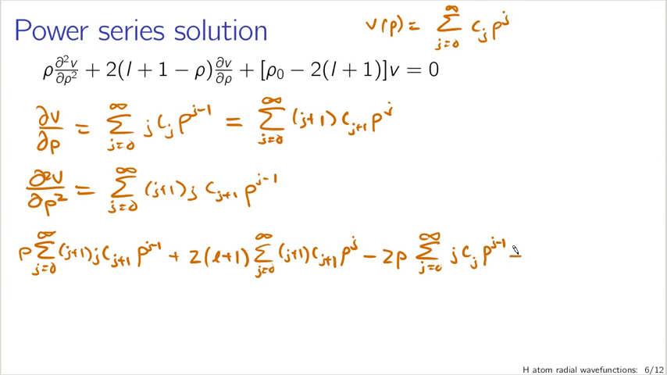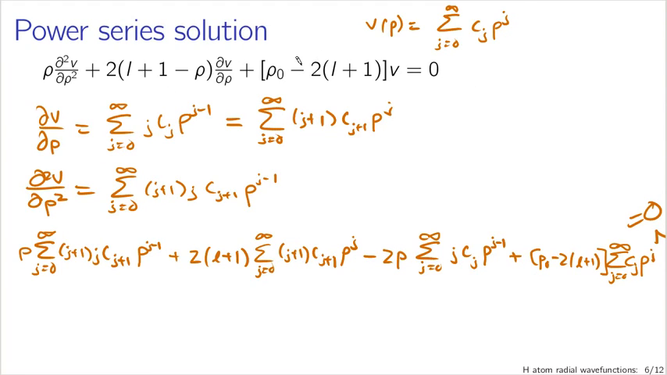Finally, I've got this term multiplied by my power series in j, and I don't have to do anything fancy for that. I've got rho naught minus 2L plus 1, that's it, multiplied by my power series here, the sum from j equals 0 to infinity of c sub j rho to the j. Now, all of this is my left-hand side expressed in terms of power series, so this is all going to be equal to 0. So this is my power series representation of my differential equation.